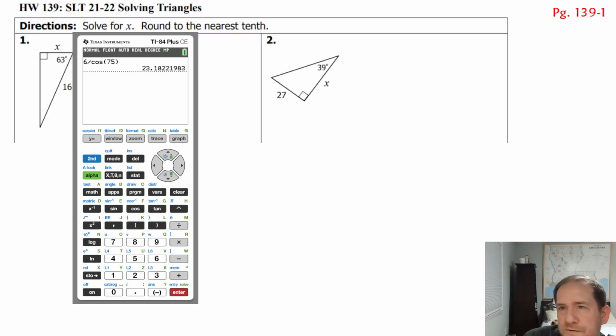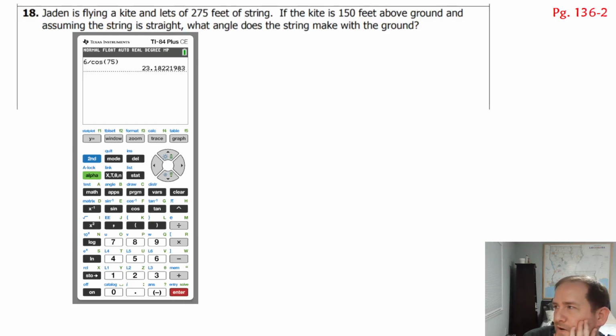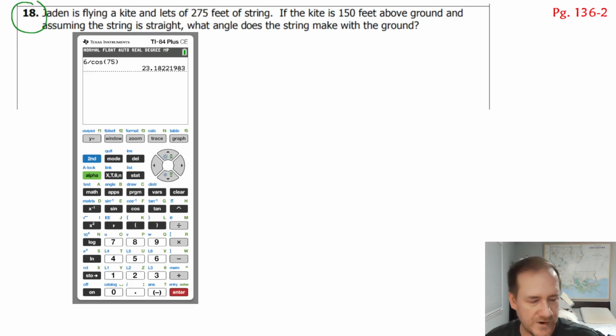We should be pretty close to done, right? Oh, we are officially done. All right, that's 136. Remember, you do not have to do the evens, but it's not a bad idea to do the evens if you think you need some extra help.